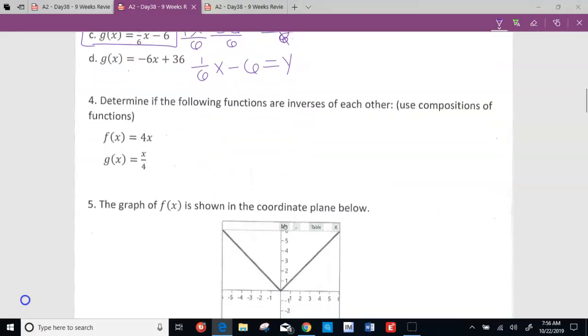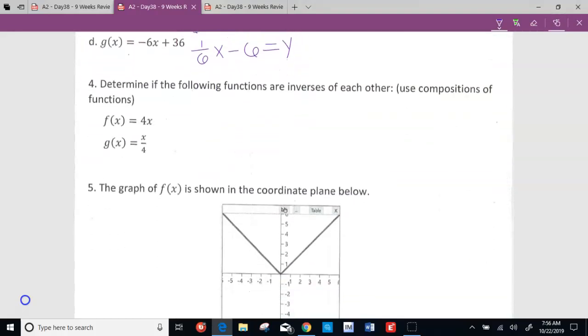Moving on to our next problem here. Determine if the following functions are inverses of each other. Use the composition of functions. If you don't remember, what they're going to want us to do for the composition of functions is take the first function and put it inside the other function. But what we get out is what's important. If we get a single x by itself, then we get a yes answer, that they are truly inverses. If we get anything else, then the answer is no.